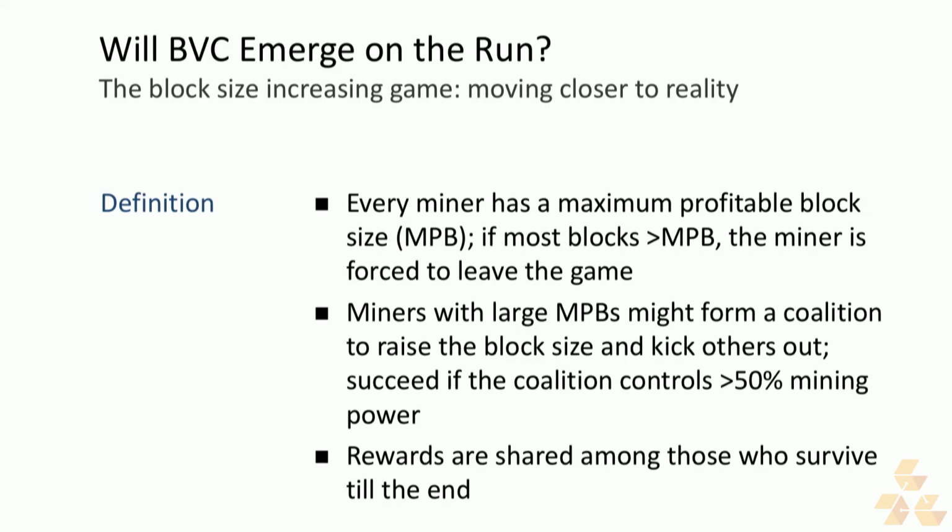However, this is just an imaginary world. In the real world, miners can have different preferences. In this second game, we call it the block size increasing game. Every miner has a maximum profitable block size, MPB. If most blocks in the main chain are larger than MPB, the miner is forced to leave the game. We don't care about why they have different preferences. What we do care is that they have different preferences, which is the reason why BU allows miners to signal their EB value. Otherwise, why not just have no block size limit at all?